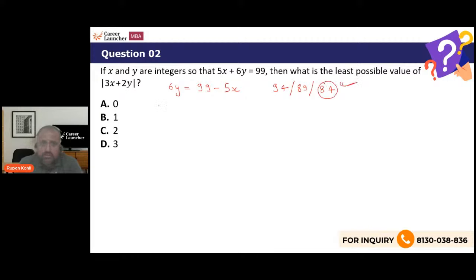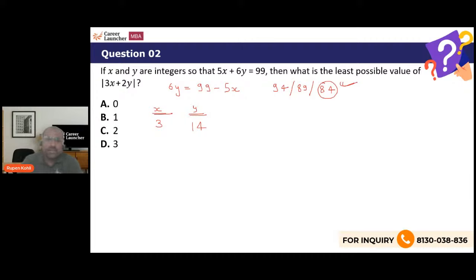So the first solution that I got is by putting x as 3, isn't it? And 99 minus 5 into 3, which is 15, gives 84, the value of 6y. So what is the value of y? 14. 14 into 6 is 84. So my first solution by hit and trial is 3 comma 14. Now the objective of the question is quite different. We have to find the least possible value of the modulus of 3x plus 2y.